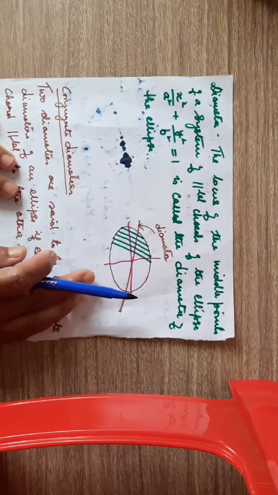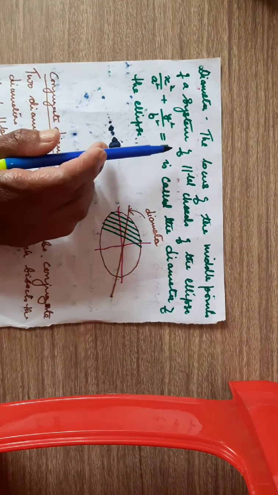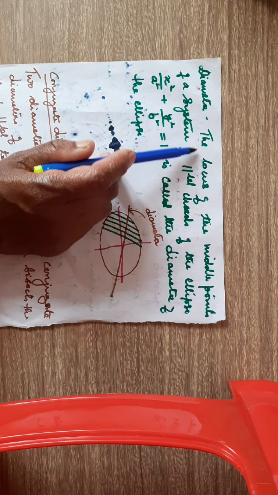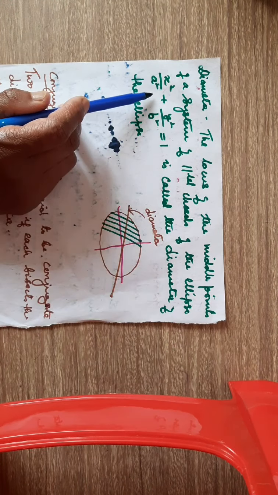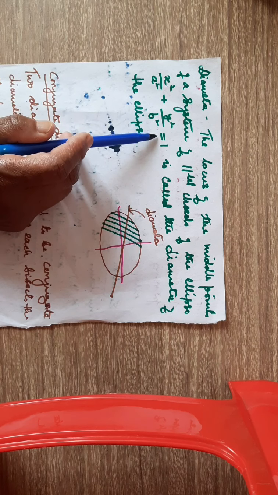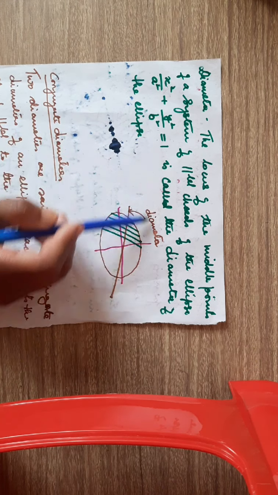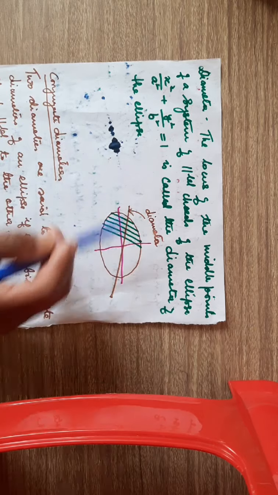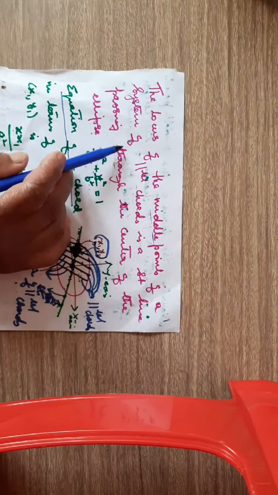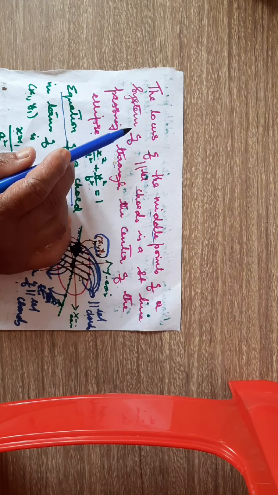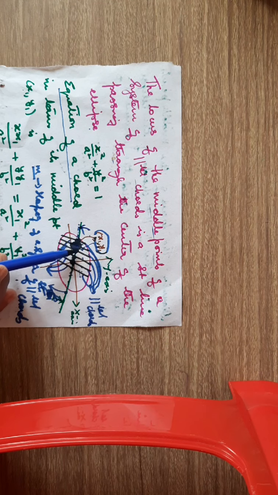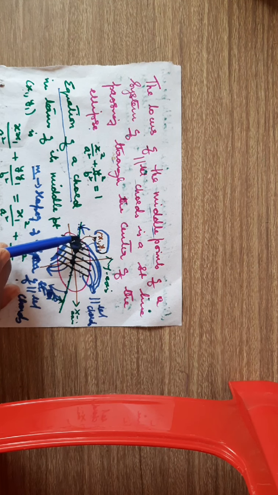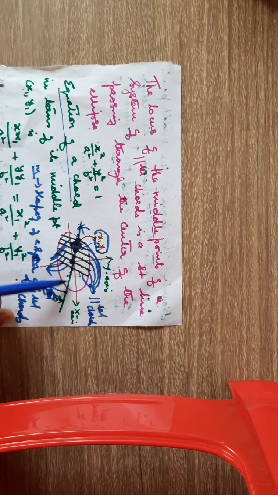Now, let us come to the definition of diameter. The diameter is defined in this way. It is the locus of the middle points of the system of parallel chords of the ellipse x square by a square plus y square by b square is equal to 1. And this will be called the diameter. So, from this discussion, we conclude that this line which passes through the origin, or the path traced by the midpoints of the system of parallel chords, will be nothing but a diameter.